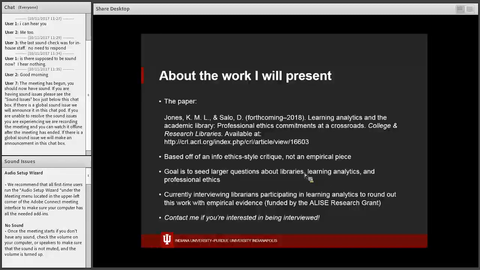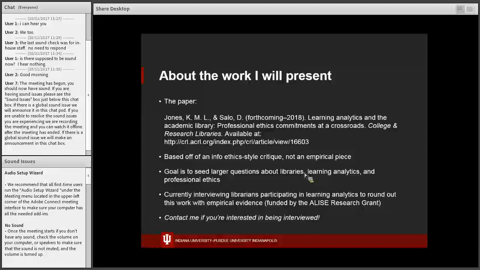And it's an information ethics style critique. It's not an empirical piece. For this particular project, I didn't go out into the field and talk to people like yourselves who are dealing with some of these issues perhaps, or are starting to think about using learning analytics in their library, or understand that their administrators are looking to use learning analytics in the institution. It's more of looking at this from an ethical perspective.